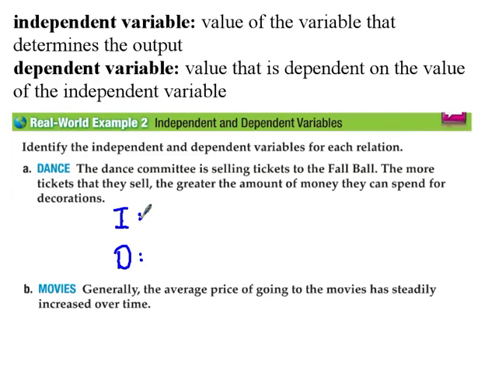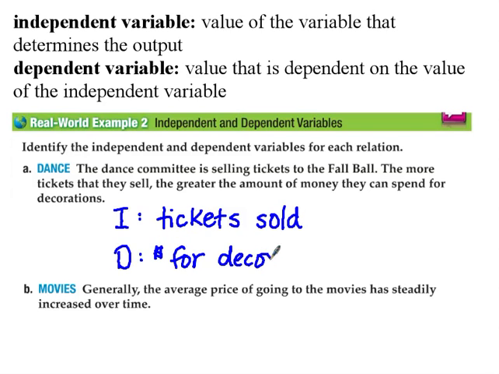So which of those, the number of tickets they sell and the amount of money they have for decorations, which of those is independent of the two? Tickets, right. So tickets sold. The dependent one, on the other hand, then, is the money for decorations. Okay. Let's look at the next one.